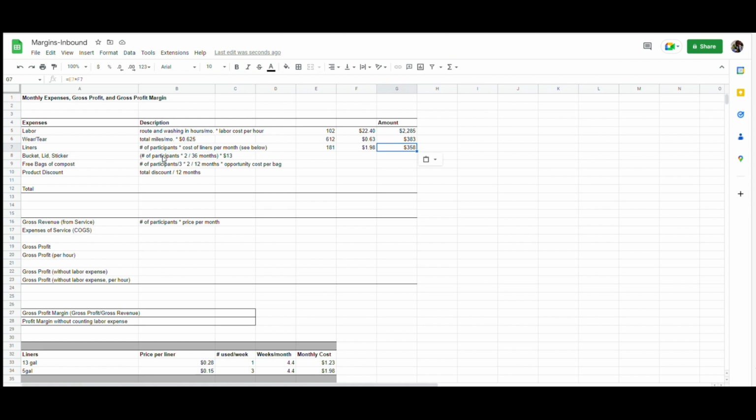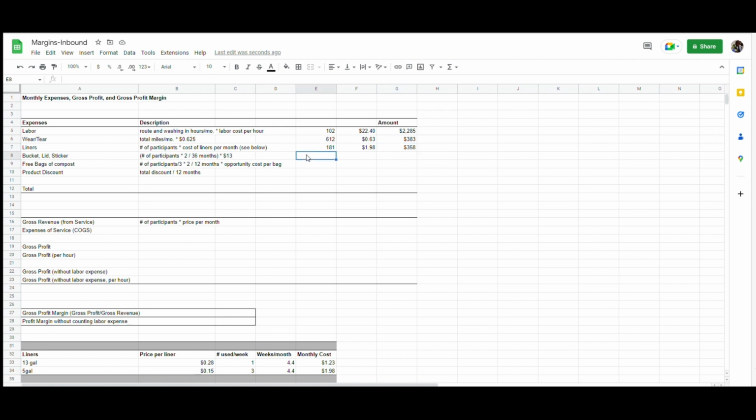Now the bucket, the lid, the stickers, right? How many participants do we have? If we swap out a clean one for each dirty one, we need to have 2 buckets for each participant. Although in fact, you may not need quite that many because you'll be washing several days a week. And I found that they lasted at least 2 years, and I think confidently over 3. So we're going to say 36 months for 3 years. Then I multiply it times $13 because currently, that might change, but for now, the bucket, the lid, and the sticker add up to 13.